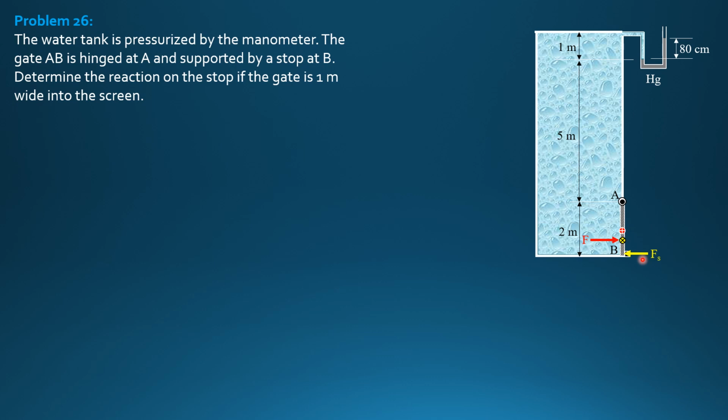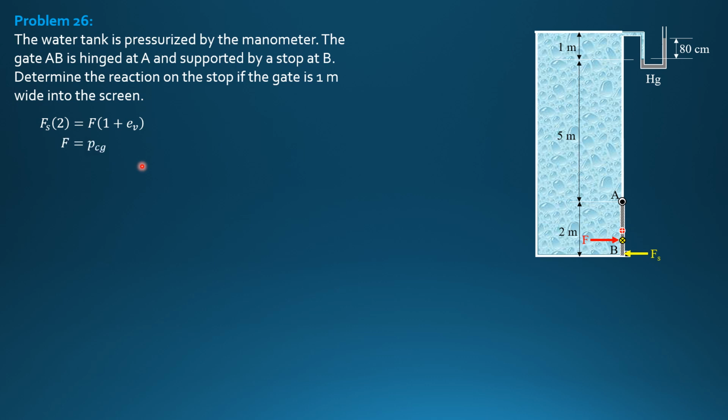So let's set up the equation. The moment arm of F is 1 plus e sub V. So summation of moments about the hinge equals 0. Reactions are not shown at A because they are not involved in the moment summations. So F sub S times 2 equals F times quantity 1 plus e sub V. So that's the working equation, where F is pressure at the centroid times area.